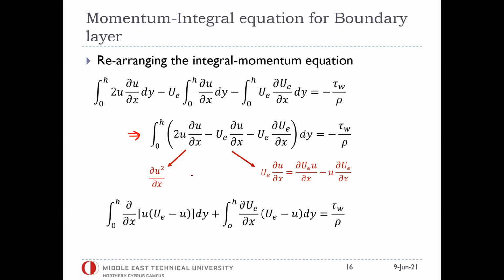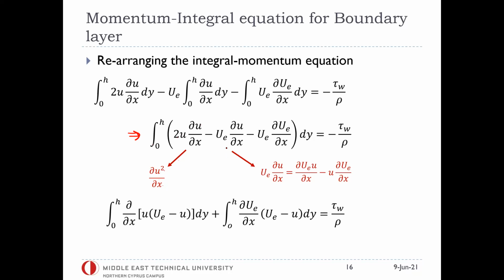We have to integrate these three terms in parentheses, and on the right-hand side, that must be equal to minus tau wall over rho. And what do we have inside these parentheses? First of all, we have 2u du/dx. Mathematically, this is equivalent to d(u squared)/dx, taking the derivative of u squared with respect to x. So this is mathematically the same thing.